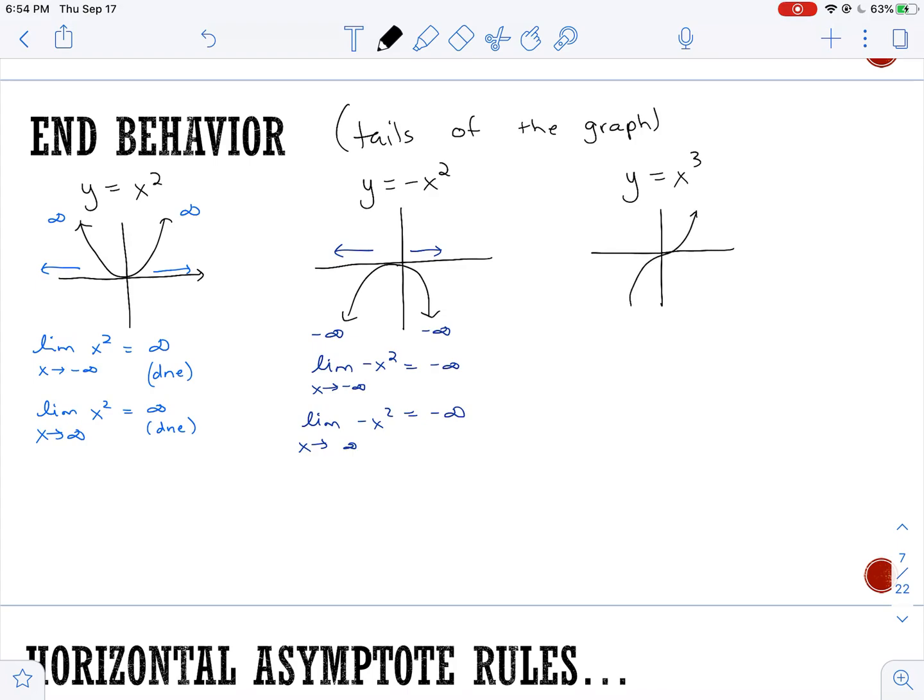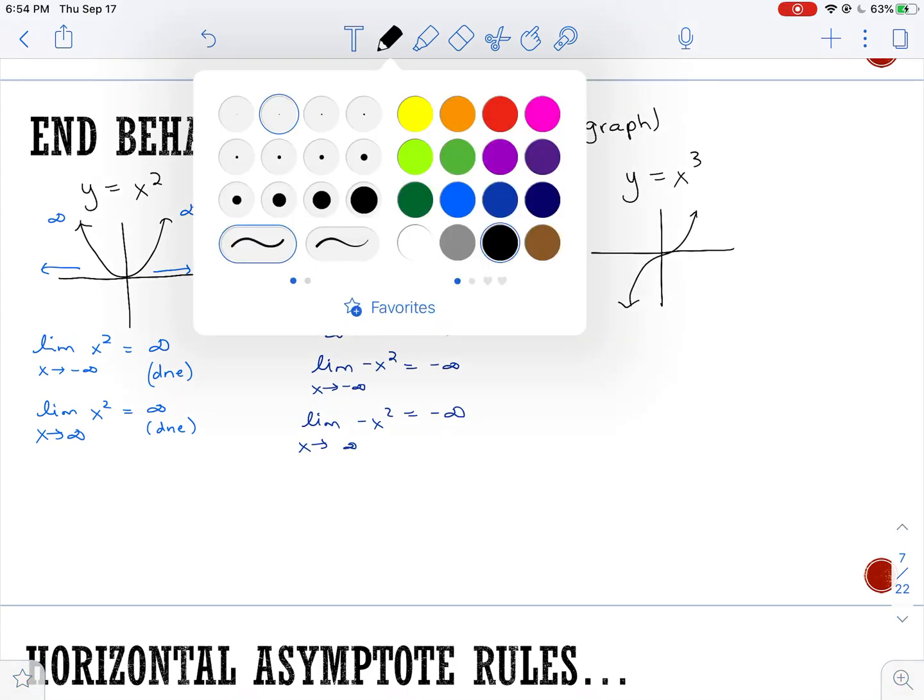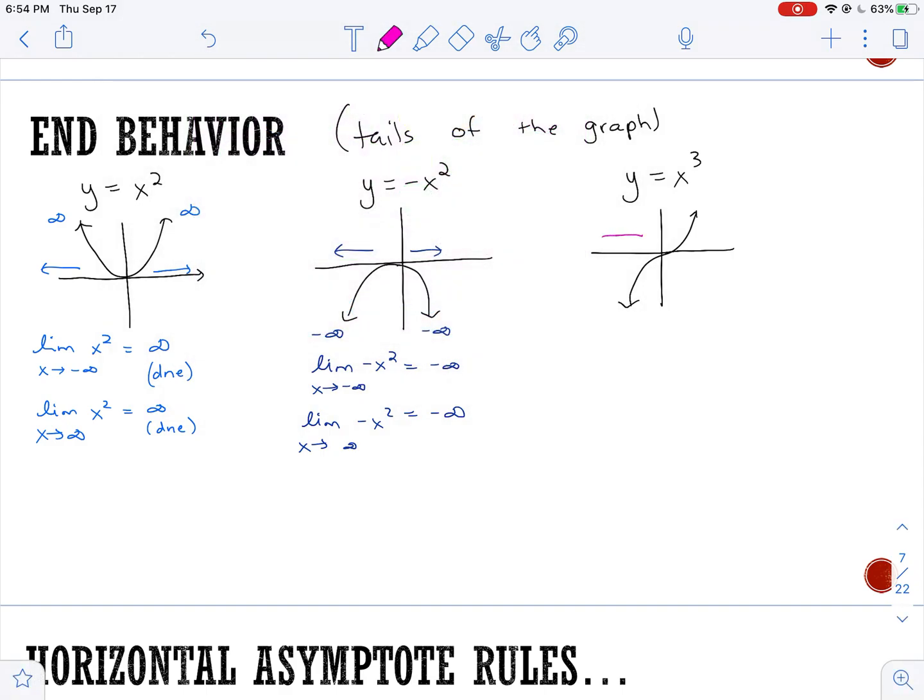Or we could look at y equals x cubed, and remember from our parent functions, that's the one that looks like a snake. As my x values are getting smaller and smaller and smaller, so are my y values. They're going down to negative infinity. As my x values are getting bigger and bigger, the y values are going up to positive infinity. So the limit as x goes to negative infinity of x cubed is negative infinity. And the limit as x goes to positive infinity of x cubed is positive infinity.